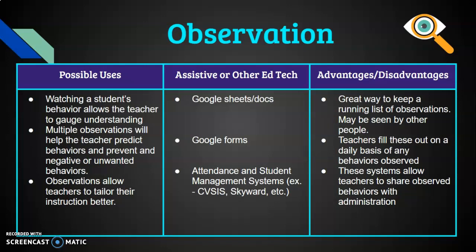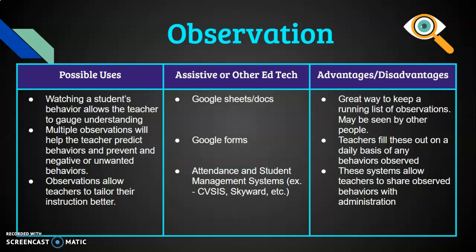Second one here is observations, and that is just that. Observing students in the classroom, observing their behaviors, and then taking your observations to gauge their understanding. Again, multiple observations can help predict behaviors and prevent negative or unwanted behaviors from occurring. So definitely a great way to understand a student better and know what conditions the student acts under so that you can better tailor their instruction depending on the response that they have to certain things that go on in the classroom.